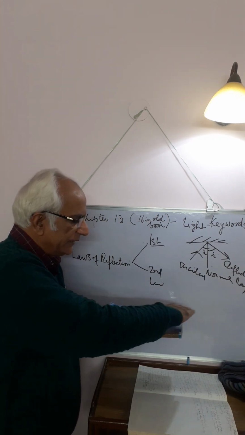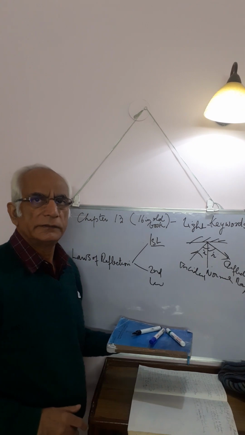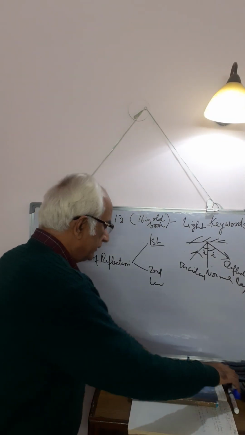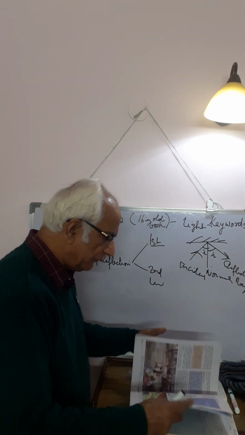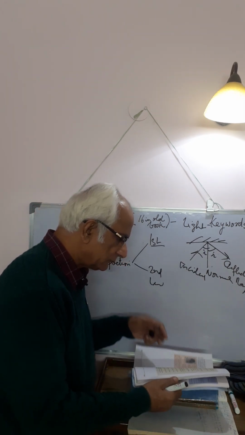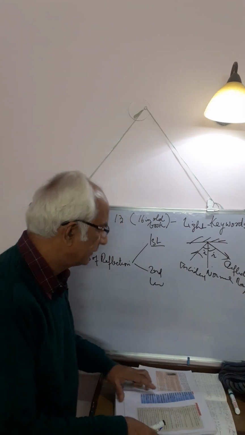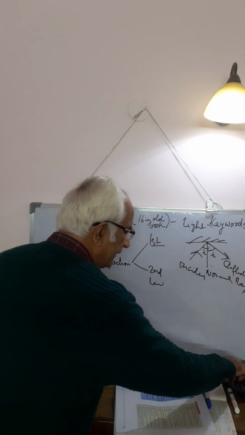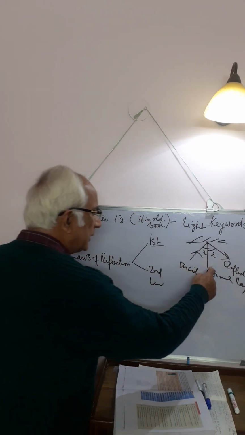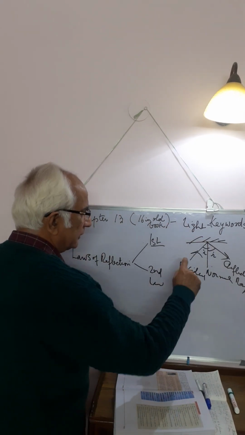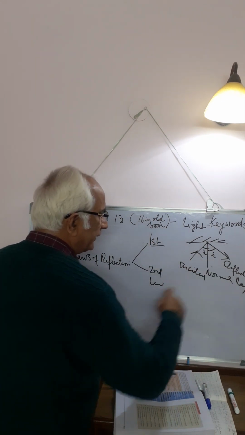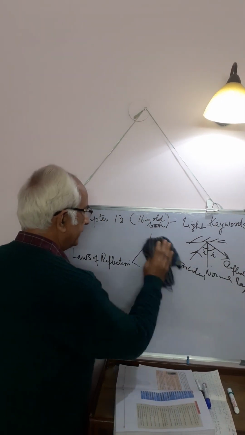The level between them will be same. So that is called the second law of reflection. The incident ray and the reflected ray and the normal at the point of incidence. Normal जहाँ बनाया हमने, कहीं और नहीं बनाना. All three are in the same plane.